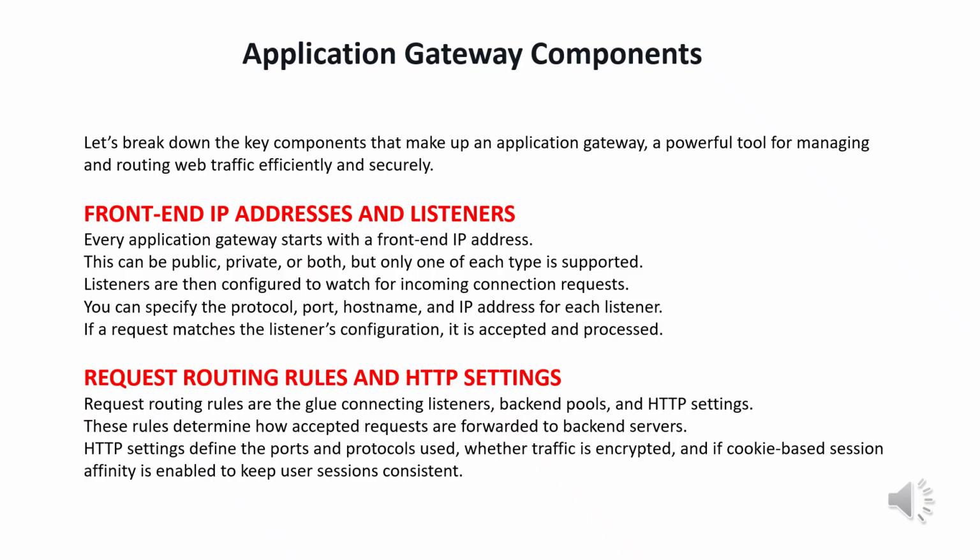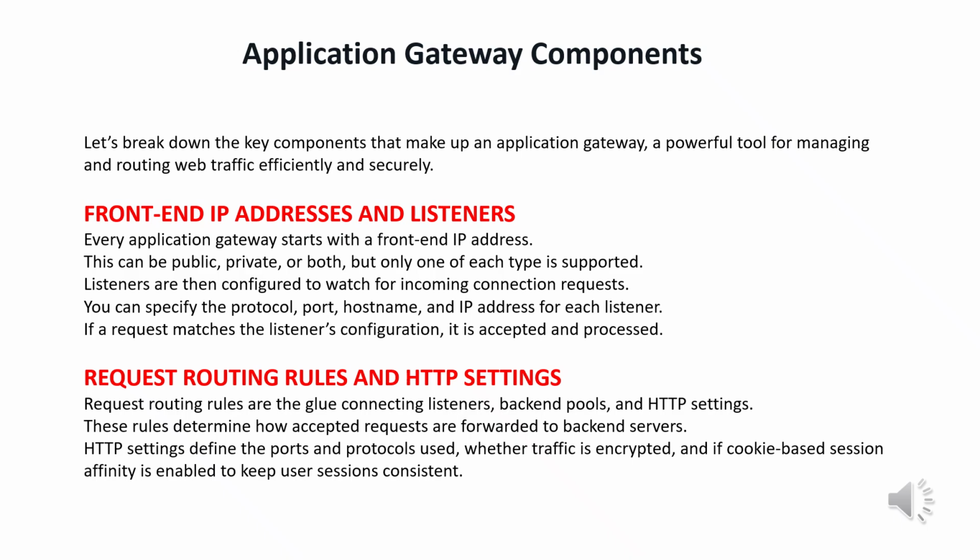Every application gateway starts with a front-end IP address. This can be public, private, or both, but only one of each type is supported. Listeners are then configured to watch for incoming connection requests. You can specify the protocol, port, host name, and IP address for each listener. If a request matches the listener's configuration, it is accepted and processed.